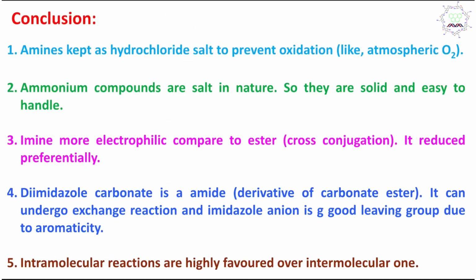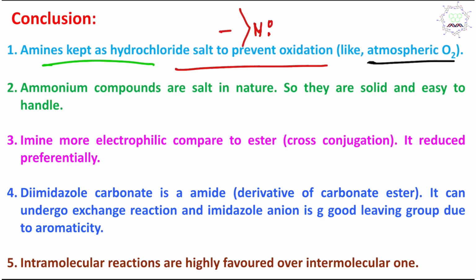Now let's learn what we have learned through this discussion, its conclusion. Amines are kept as hydrogen chloride salts, as we have seen in the previous case, to prevent oxidation, because this nitrogen has a lone pair of electrons. So these could be oxidized by atmospheric oxygen. In this way we'll get amine oxide or other derivatives which we don't want, which is actually a waste of reagent due to unexpected oxidation. That happens because of this nitrogen lone pair, and that is blocked by this proton or acid. After this salt formation, this lone pair is not available, so it is stable under atmospheric oxygen conditions. Point number 1.